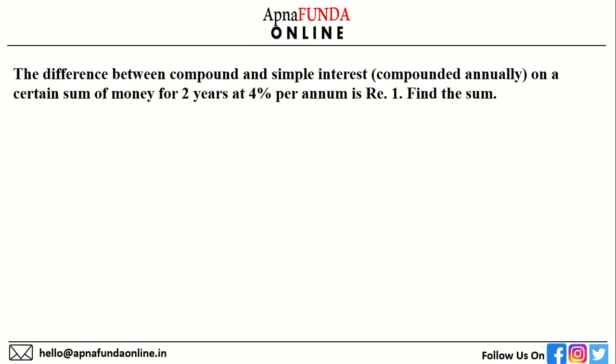Next question. The difference between compound and simple interest, compounded annually, on a certain sum of money for 2 years at 4% per annum is rupees 1. Find the sum. Interesting question.